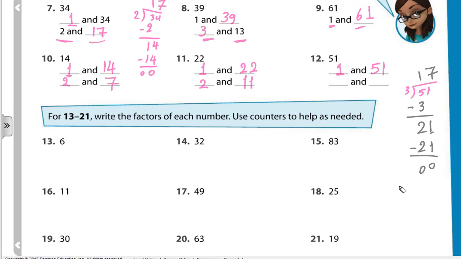The remainder is 0. So, yes, 3 is a factor, and the other factor is 17. Excellent, thank you, my hero. And my heroes, if we have a remainder, it's not a factor, but here the remainder is 0, so it is a factor. Thank you, my hero. Great work.